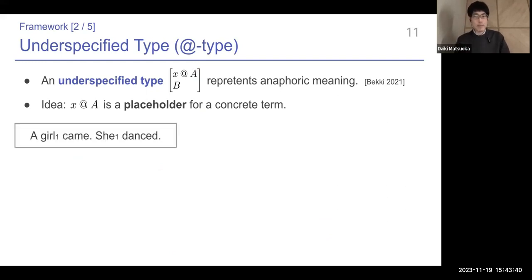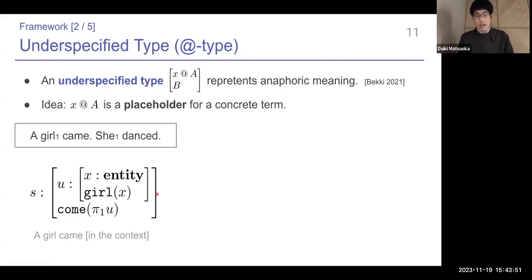So here's a very simple example. A girl came, she danced, and the pronoun she refers back to a girl in the first sentence. First of all, the semantic representation for the first sentence is this. It is a bit complicated, but first of all, we have a sigma type here. So there exists an X such that X is a girl, so there exists a girl, and pi1 u came. Here, pi1 is a function that takes the first element of a pair, which means that pi1 u refers to X here. And this is the semantic representation for the first sentence.